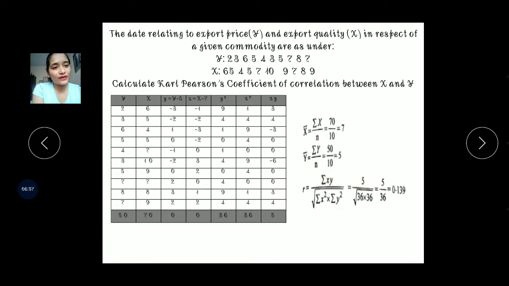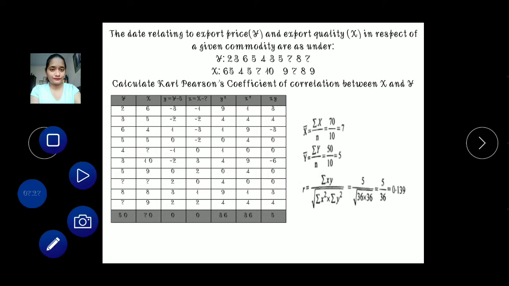Summation xy, first multiply and then sum. The sum is 5. Under root summation x square, first square and then sum. So it's 36. Multiply by summation y square, first square and then sum. So it's coming out to be 36, and we'll put all these values here and it comes out to be 0.139. So these are the two direct methods to find Karl-Pearson correlation coefficient.